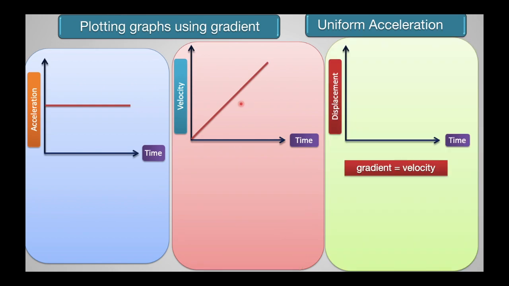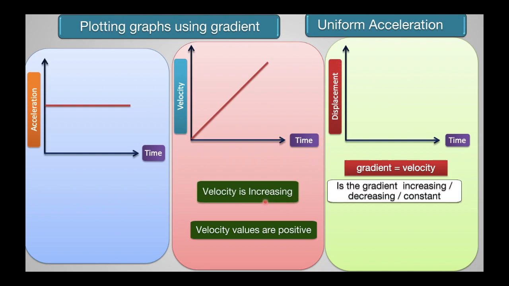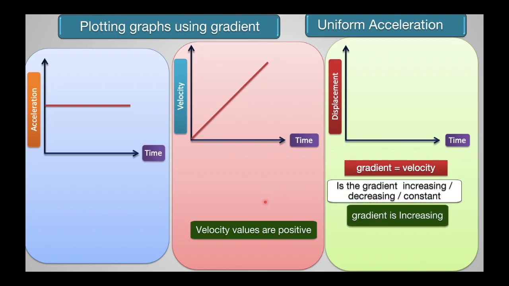Displacement time graph. We know the displacement time graph's gradient is velocity. So I'm going to write down the details about velocity here. Looking at this graph, I can write the velocity is increasing. From 0, the velocity values are increasing. All the values of velocity are positive. So I got the two pieces of information I need. First question, is the gradient increasing, decreasing or constant? The answer is right here. Velocity is the gradient and velocity is increasing. So I'm going to plot a graph whose gradient is increasing.